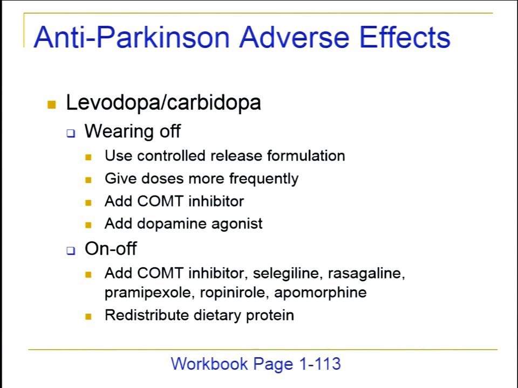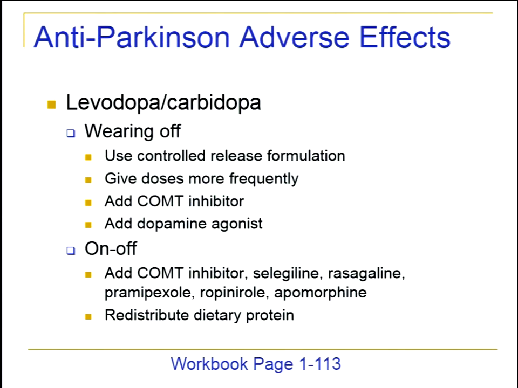We have wearing off and we have on-off. How do we tell the difference? Well, wearing off is before it's time for your next dose, you have symptoms come back. On-off is more like a light switch. That's why it's called on-off. So suddenly, without warning, you have your symptoms return. Okay? So wearing off, fairly straightforward and simple to treat.